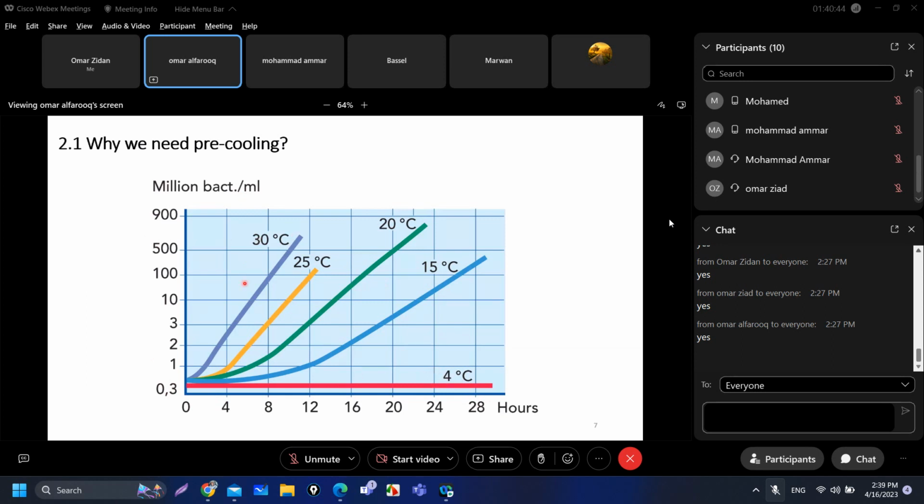Here, at relatively elevated temperatures, the milk will spoil fast. The preferable temperature limit is between 15 and 4 degrees Celsius. Because as you can see here, we have sufficient time to store the milk and transfer it to the plant before the bacteria colonies start to propagate and spoil the milk. And even 4 is the optimum choice because, as you can see here, the number of bacteria is almost steady.